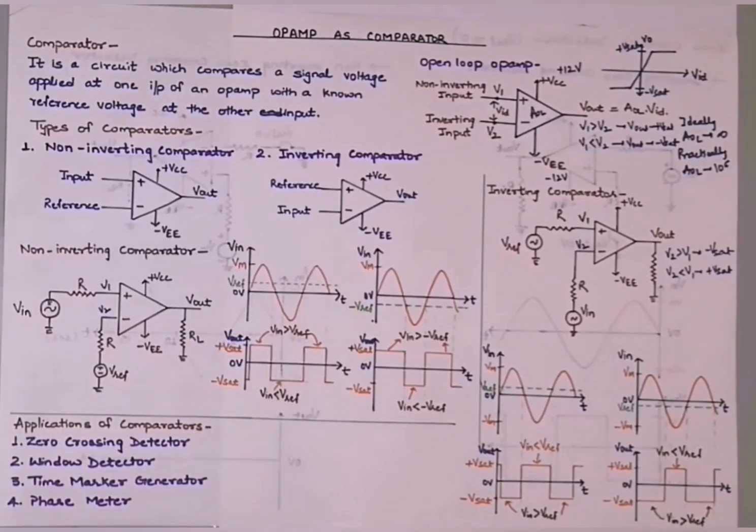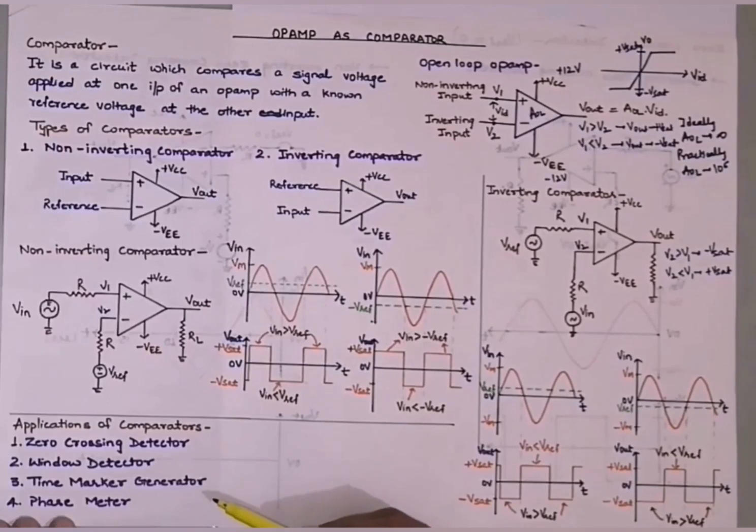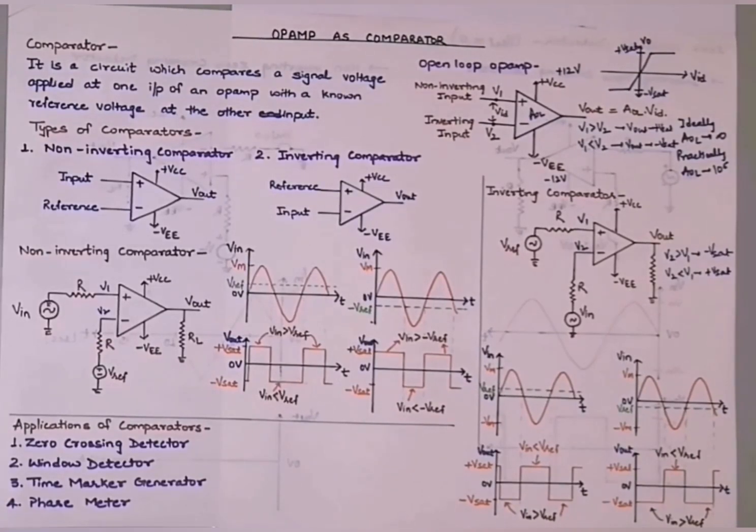So this is all about the inverting and the non-inverting configurations of the comparator when I am using op-amp as a comparator. There are various applications of comparators. First one is the zero crossing detector, second is window detector, time marker generators, and the phase generator. I will discuss only the zero crossing detector in this video.